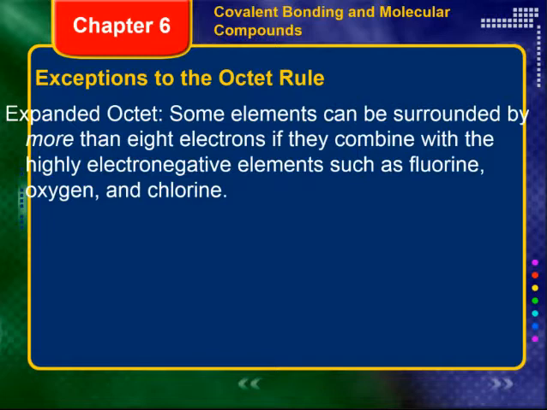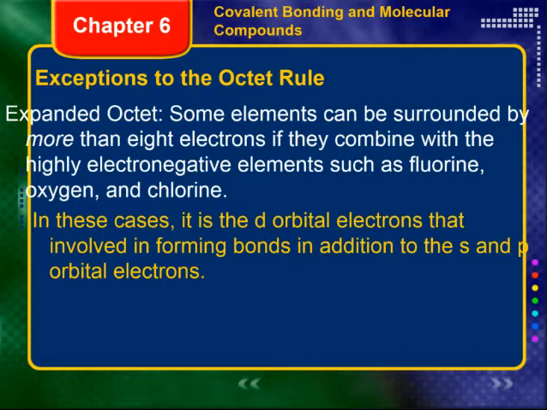Now, we also have some expanded octets where we have more than 8 valence electrons. This is where we're going to start to see some silly things that will make sense a little bit if we sit down and think about it for a while, but it's not going to just come naturally to you. So some elements can be surrounded by more than 8 electrons if they combine with highly electronegative elements like fluorine, oxygen, and chlorine. In these cases, it's the d orbital electrons, the d sublevel electrons, that are involved in bonding in addition to the s and p orbital electrons, aka the valence electrons.